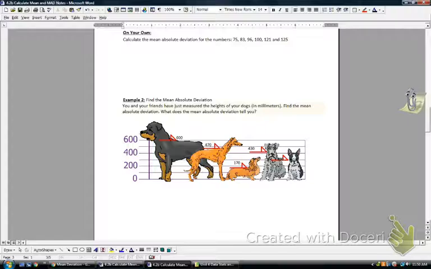All right, go ahead and do the next one on your own. You're going to calculate the mean absolute deviation for the following set of numbers, and then come back and check your work.